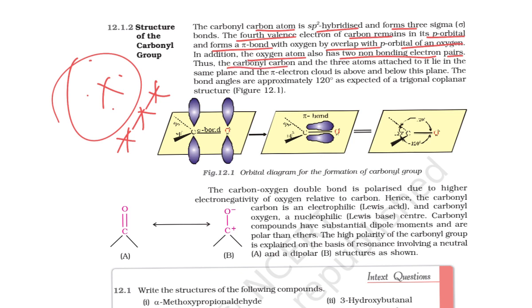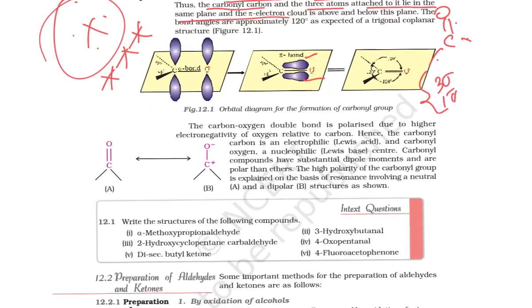Thus the carbonyl carbon and the 3 atoms attached to it lie in the same plane, so the electron cloud is present above and below the plane. If I take the carbonyl group, there are 3 sigma bonds and 1 pi bond.